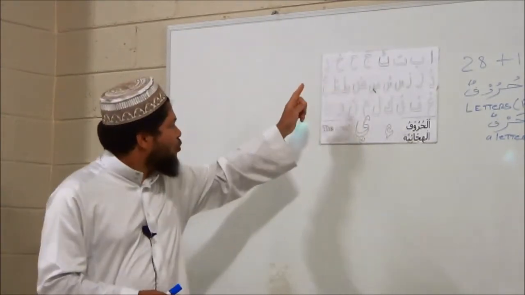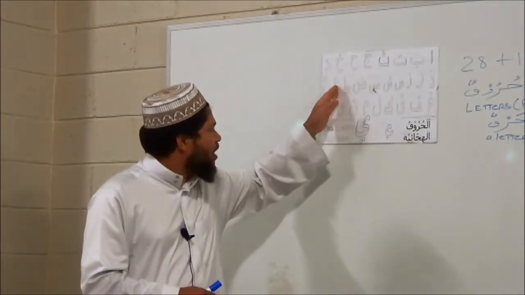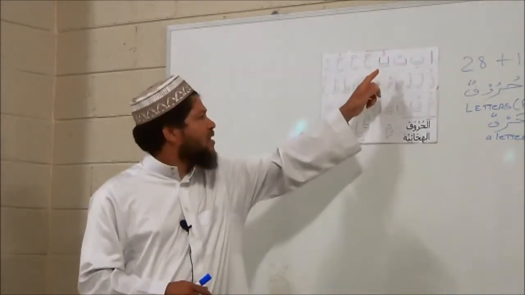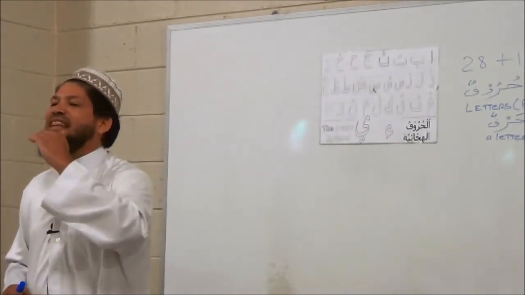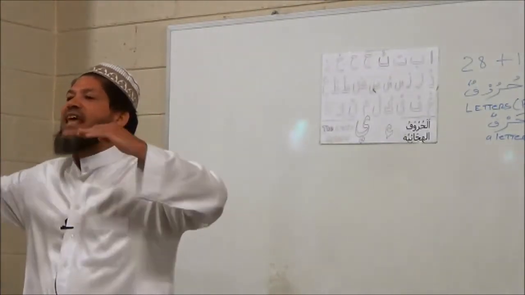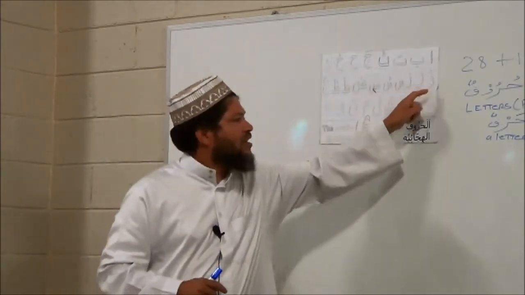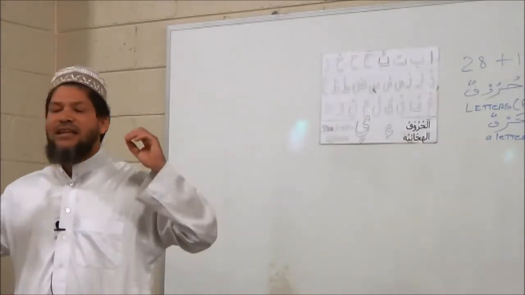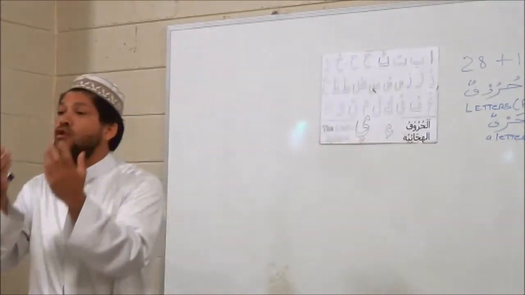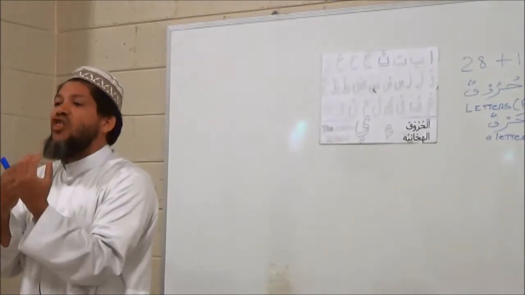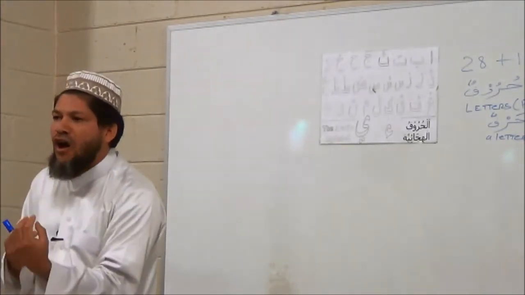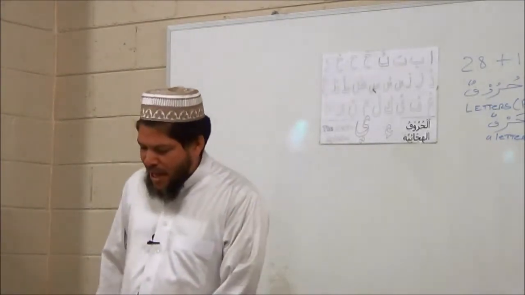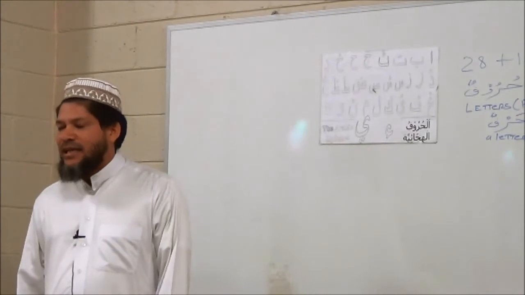Next letter. We can get confused between this one and this one and this one. First we have tha, flat, tha. Then we have dhal. Now, full. Look at the shape. Dha, dha, dha.